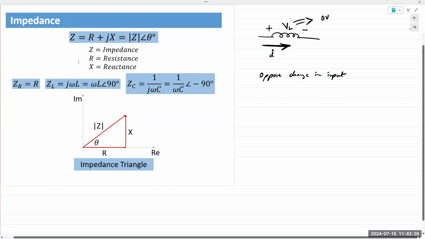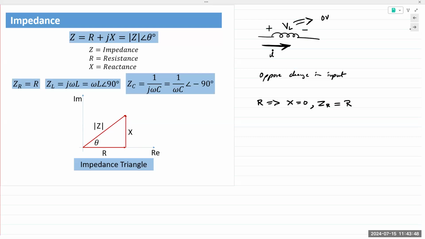For a resistor, X is equal to 0. Hence, impedance of a resistor is simply the resistor itself. There is no difference. There is no such thing as an impedance of a resistor. We simply say it's a resistance. That's it. Because a resistor behaves for AC exactly the same way that it behaves for DC. So for a resistor, X is 0.